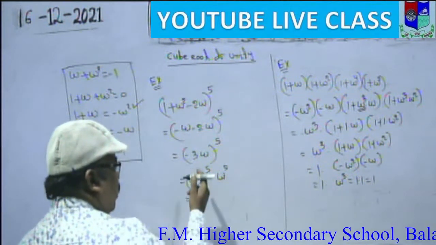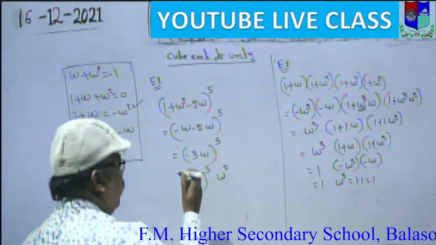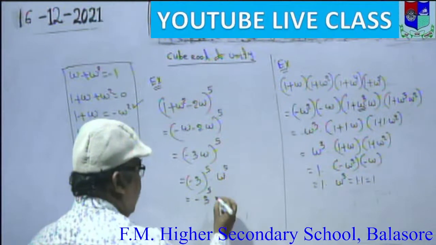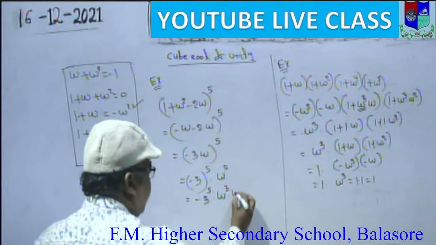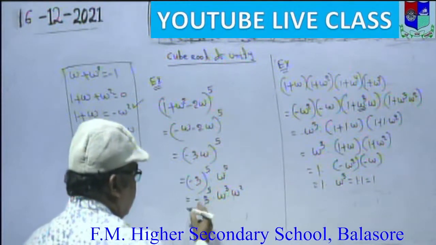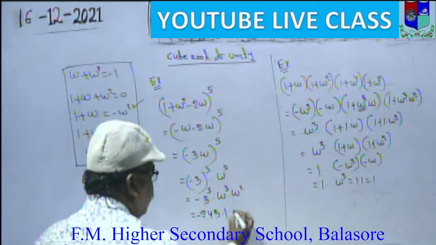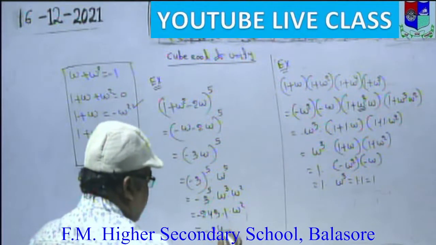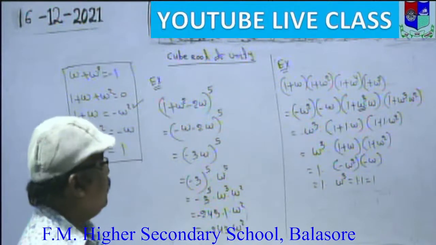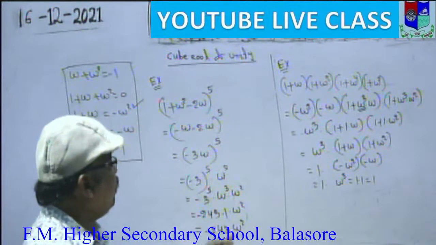We know where the power is odd, in case of a negative number, we get a negative result, that is minus 3 to the power 5, and omega 5 means omega cube into omega square. So now it is minus 243, and omega cube is 1, it is omega square, so the answer will be minus 243 omega square, like this. Minus 3 whole to the power 5, minus 243 omega square.